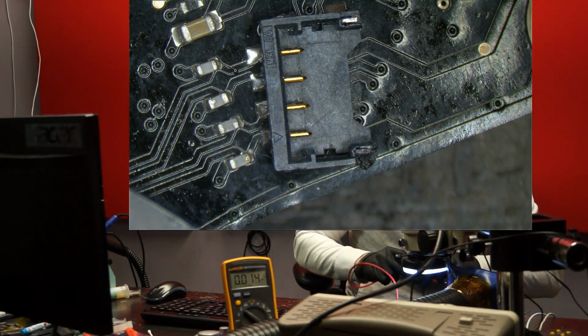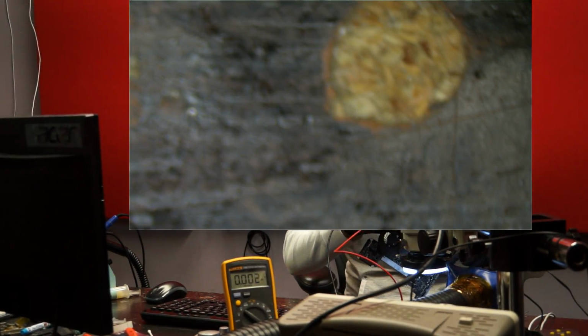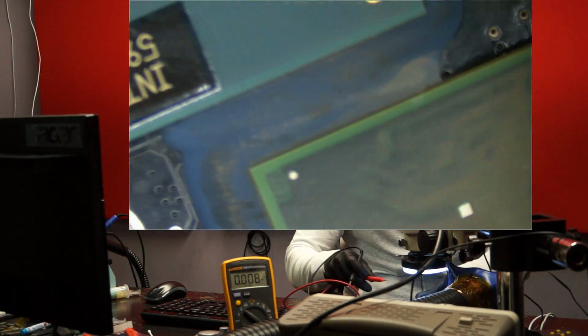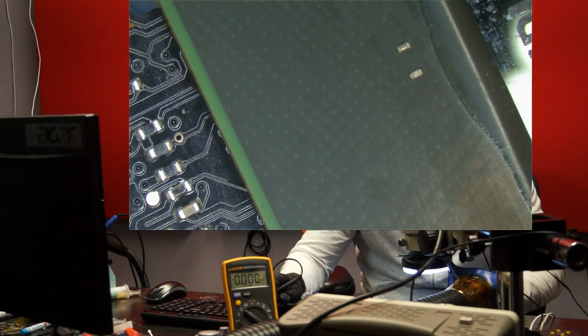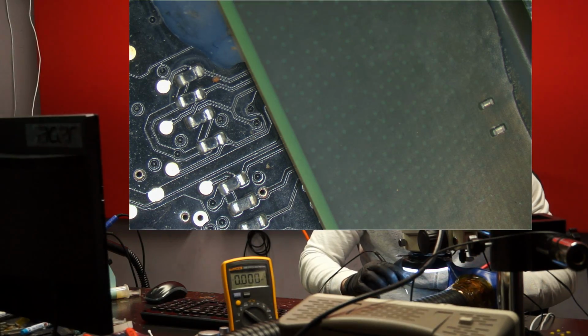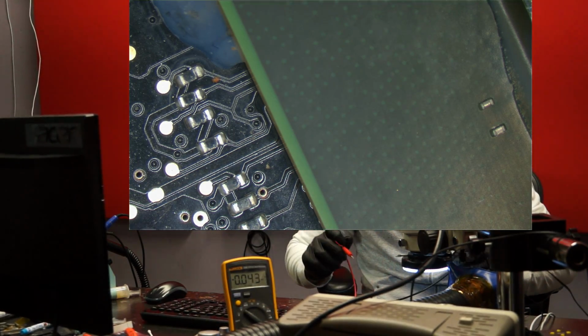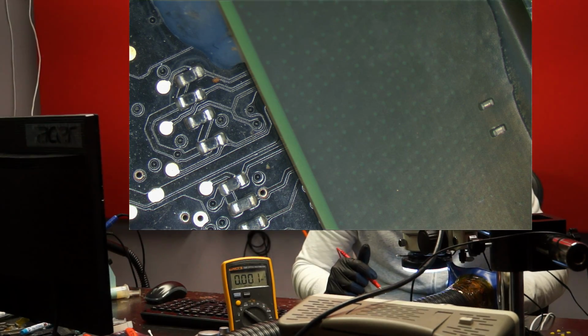All right, so let's see if we have voltage going in and enable going in. Remember, we need both, not just one. So let's check it out and see what we get. Feed the meter. All right.